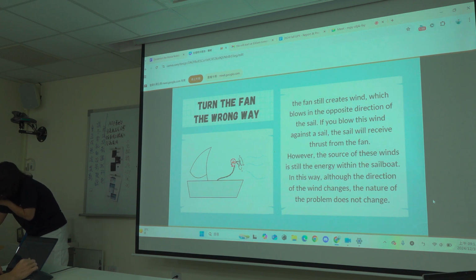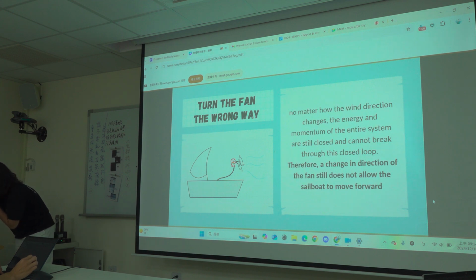And if we turn the fan the wrong way, the fan still creates the wind, which blows in the opposite direction of the sail. If you blow this wind against a sail, the sail will receive force from the fan. However, the source of this wind is still the energy within the sail ball. In this way, although the direction of the wind changes, the nature of the problem doesn't change.